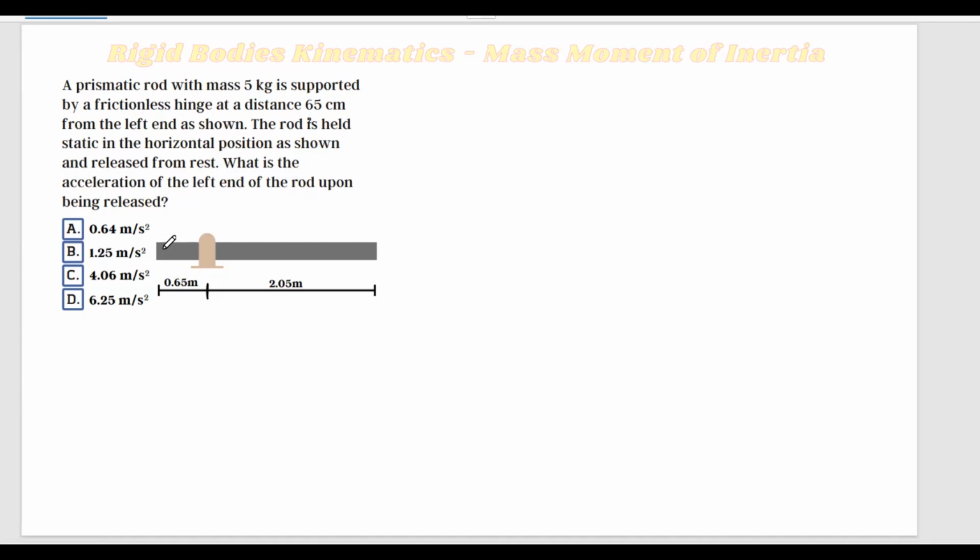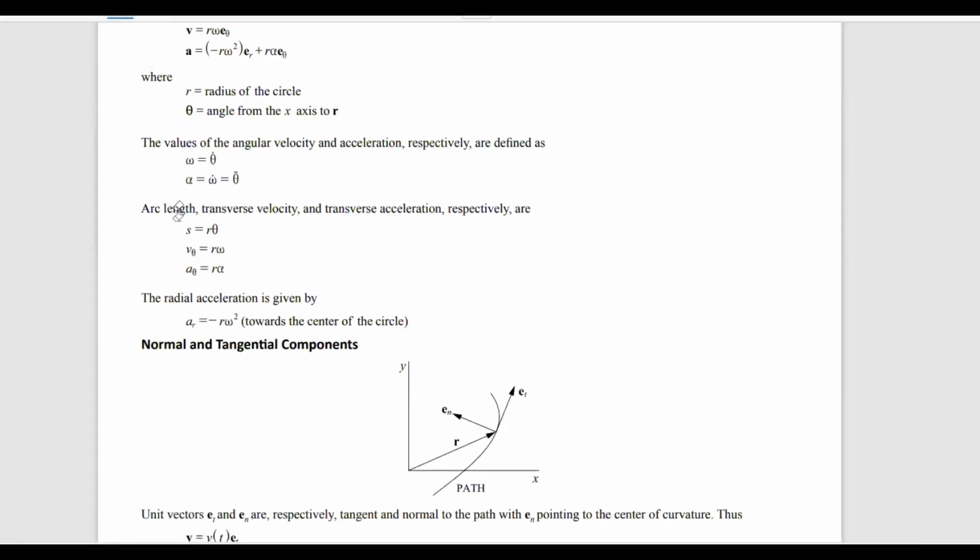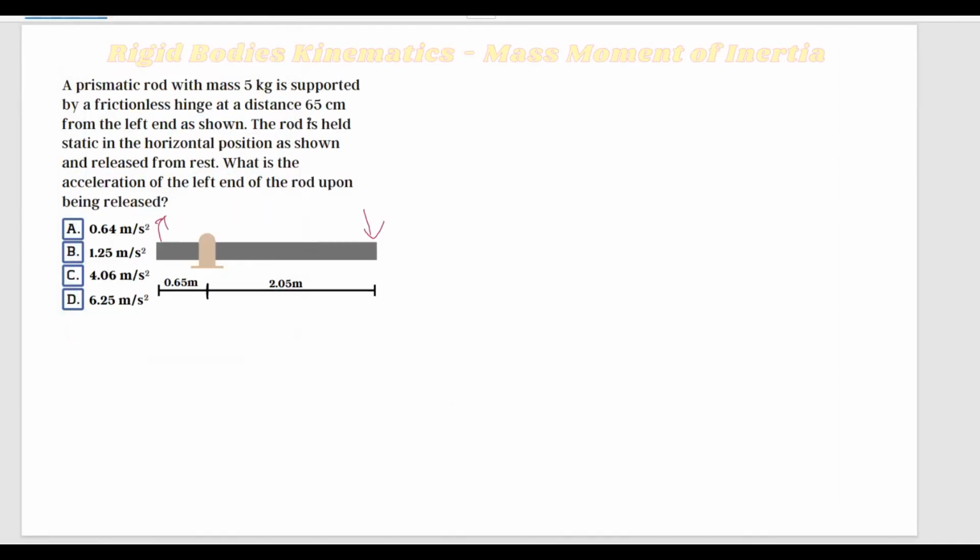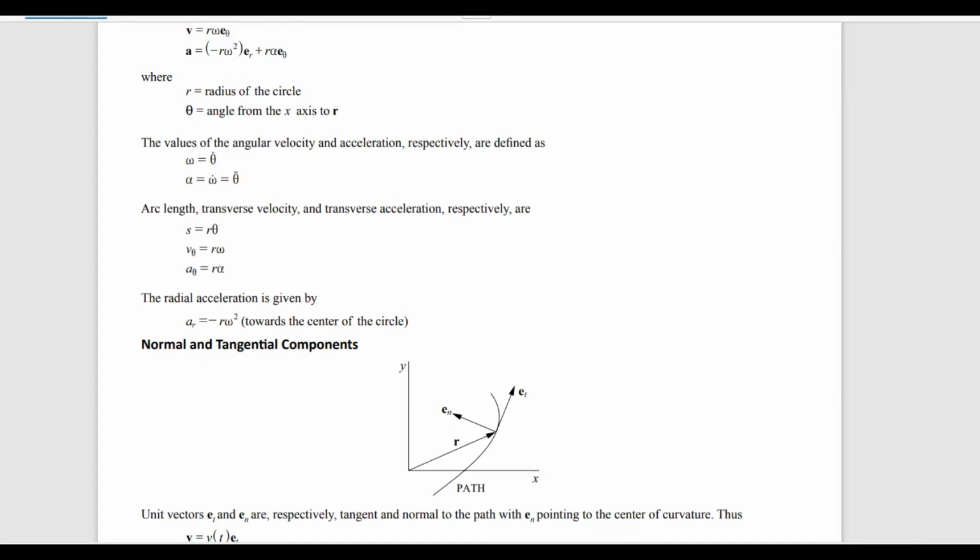So let's imagine what's happening. This rod is held in equilibrium, and then upon release, we're going to have this movement. This is going to go down, and this side is going to go up. Now we know from the FE handbook that the transverse acceleration is equal to R multiplied by angular acceleration. So here, upon release, we're going to have a transverse acceleration going upward. Going to the FE handbook, the formulas are given under the circular motion. And the formula for the transverse acceleration is A equals R alpha.